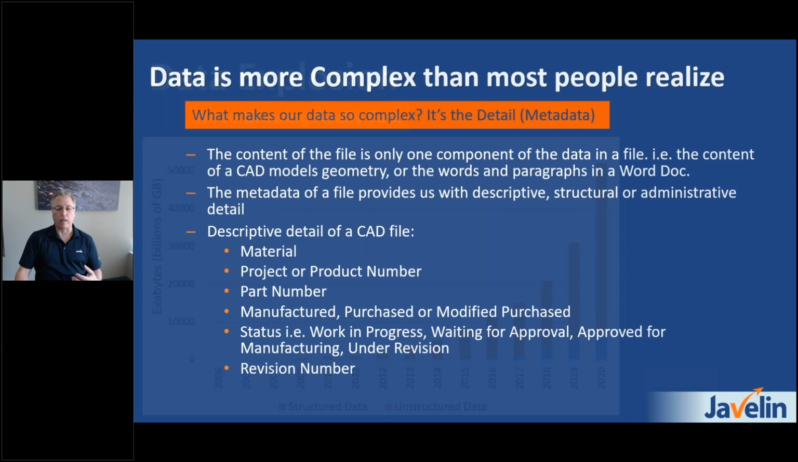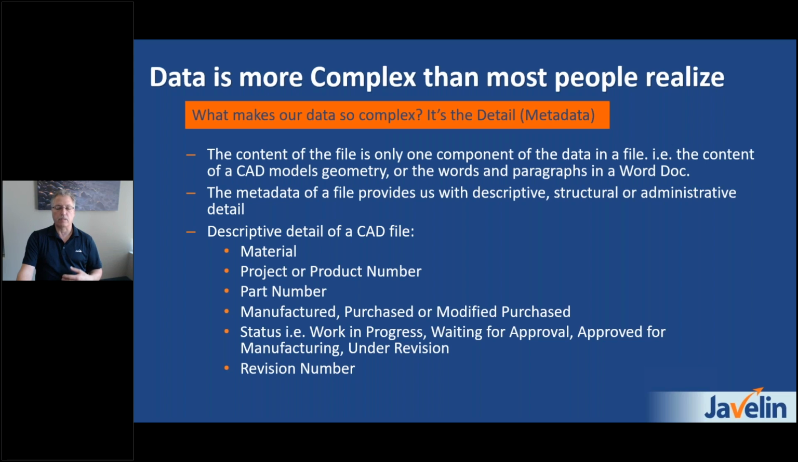Then we get into areas about what that content is. There's various things of the metadata that's making that file complex. It's not just the words in a Word document or the CAD data in a CAD file, but it's all the associated things, the metadata that's associated with it, such as material, project or product numbers. Is it purchased or modified purchased? Is it an internally designed component? What's the status of that file? Is somebody working on it currently? Has it been approved? Is it waiting for an approval? All of this technical compatibility of these different files needs to be melded together in one place so that all the users are very well aware of what's happening with that data.